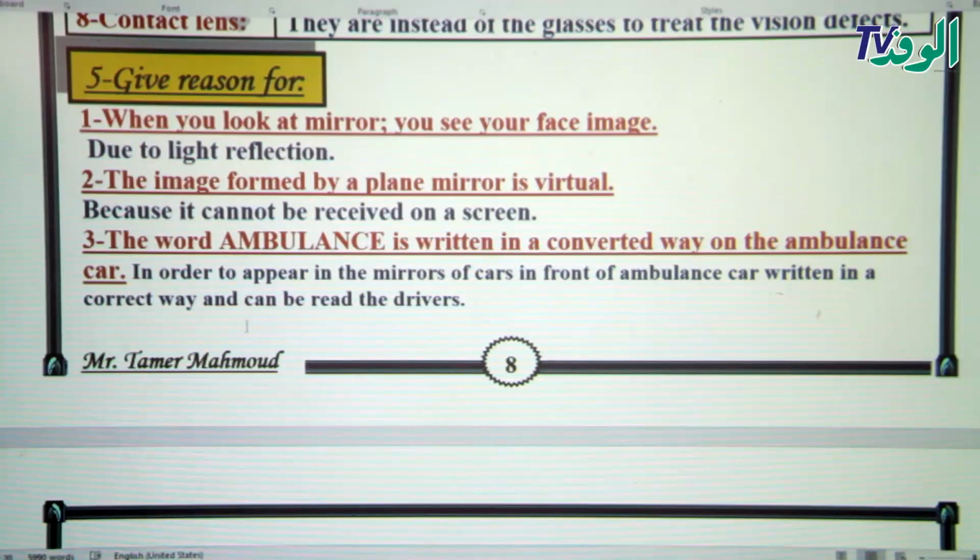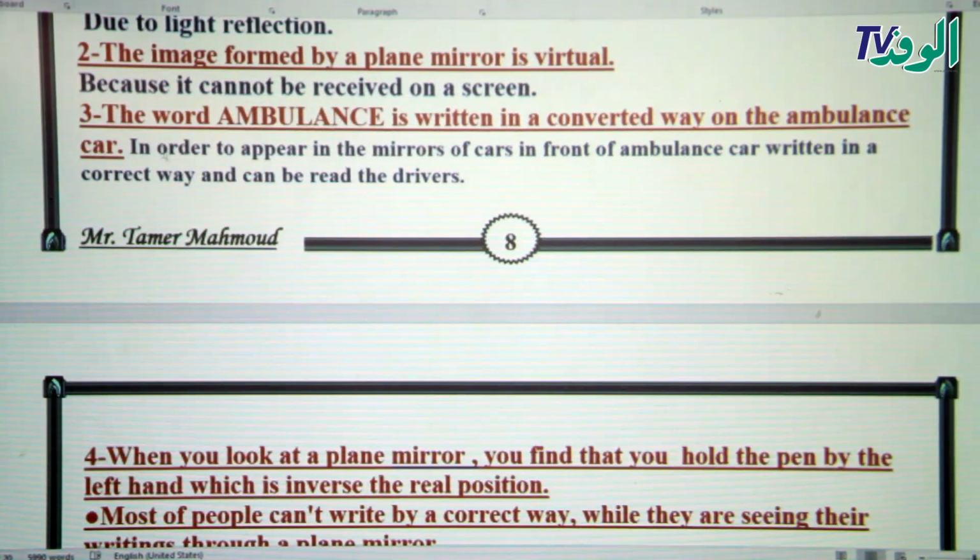Another part in our revision of Unit 2 is the item of give reasons for. Number one, when you look at the mirror, you see your face, of course. So when we look at the mirror, we see our face. Why? Due to light reflection. The image formed by a plane mirror is virtual. Why? Because it cannot be received on a screen.